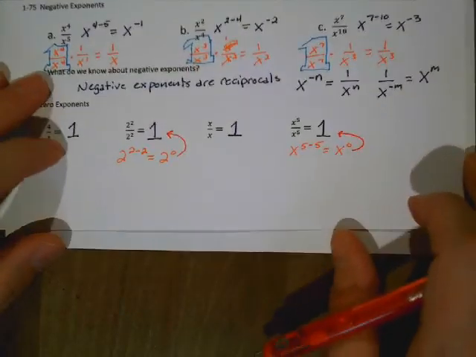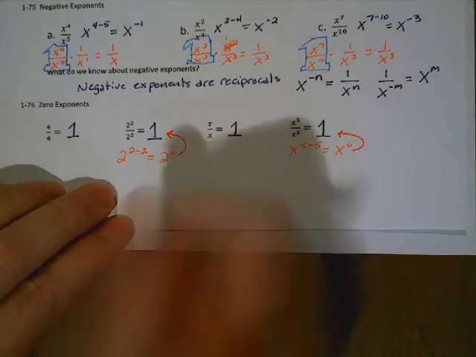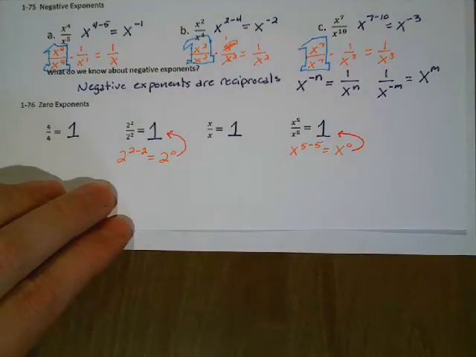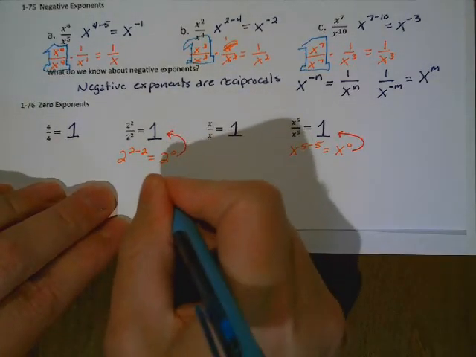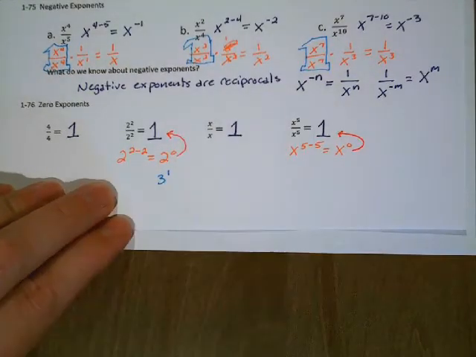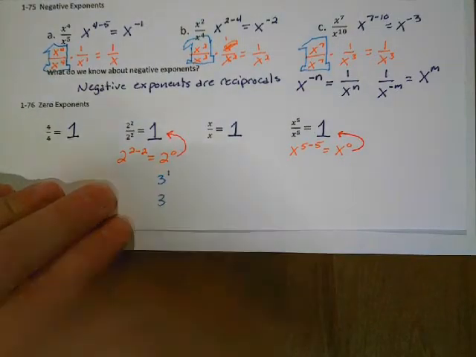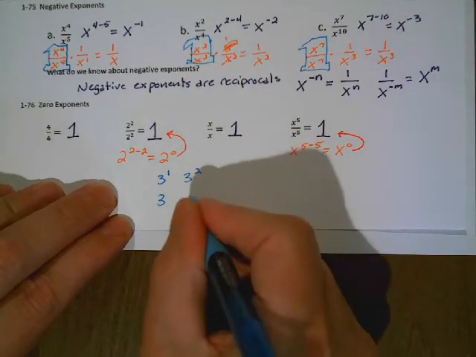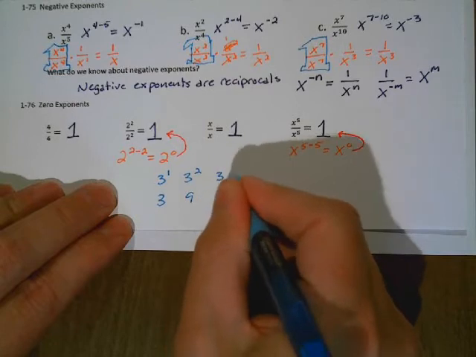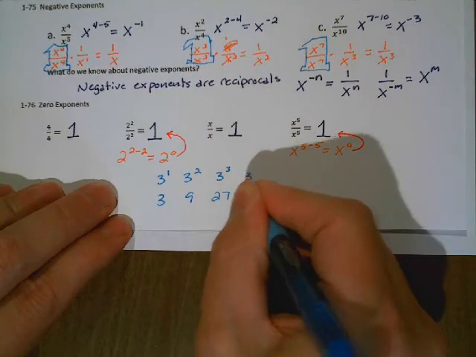Let's go ahead and look at a different way to look at this so that we can see why something to the 0 power would be 1. Let's start with 3 to the 1st power. All right, 3 to the 1st power is 3. I think we would all agree with that. 3 to the 2nd power, 3 times 3 is 9. 3 to the 3rd power, 27. 3 to the 4th power, 81.